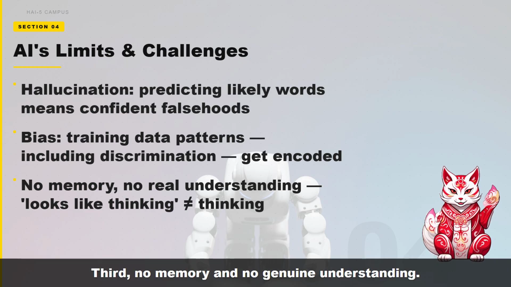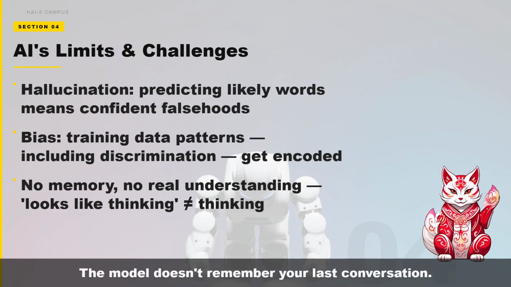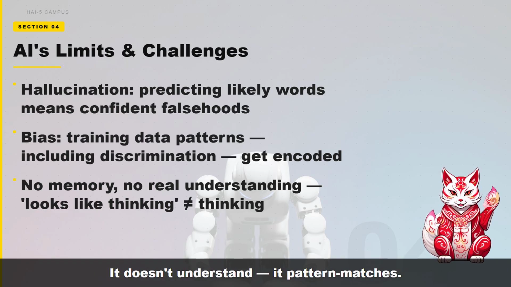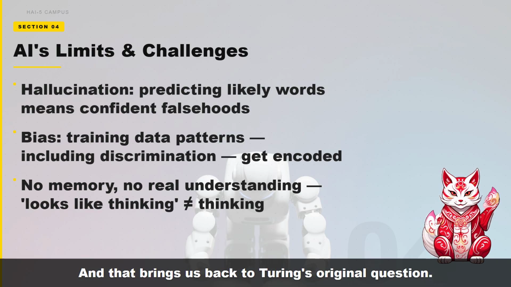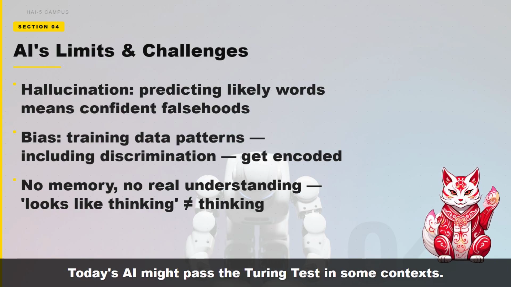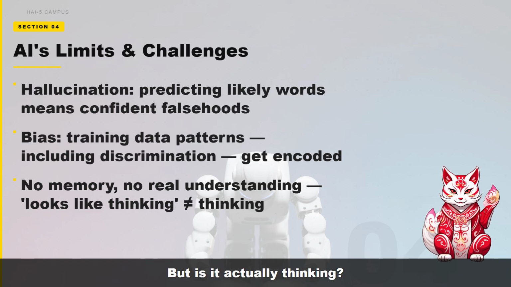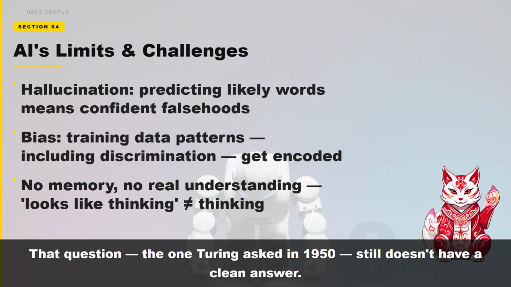Third, no memory and no genuine understanding. The model doesn't remember your last conversation. It doesn't understand, it pattern matches. And that brings us back to Turing's original question. Today's AI might pass the Turing test in some contexts. But is it actually thinking? That question, the one Turing asked in 1950, still doesn't have a clean answer.